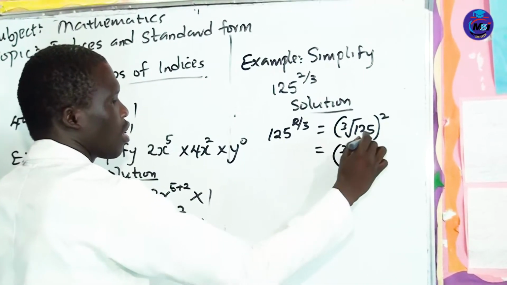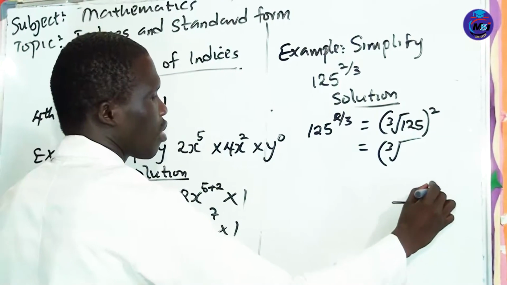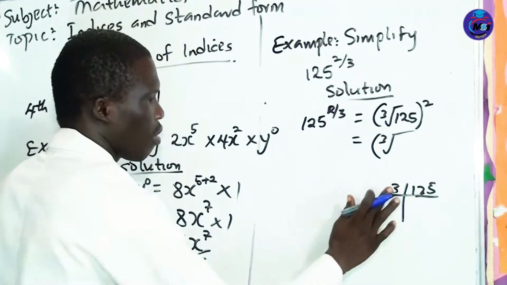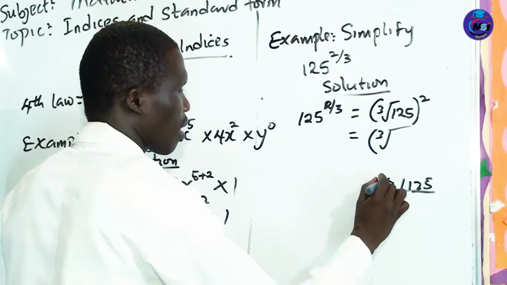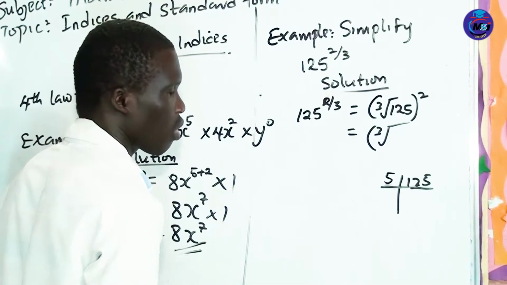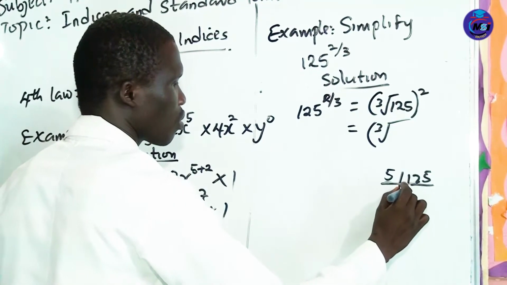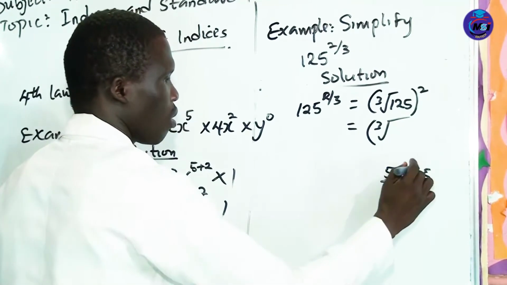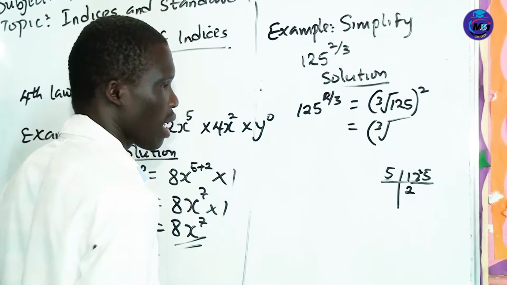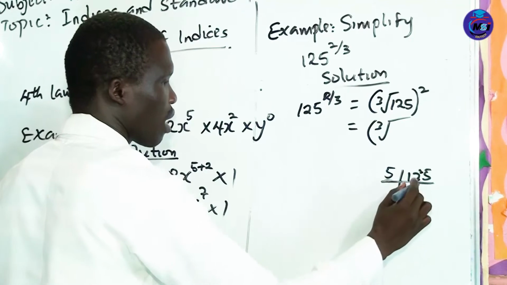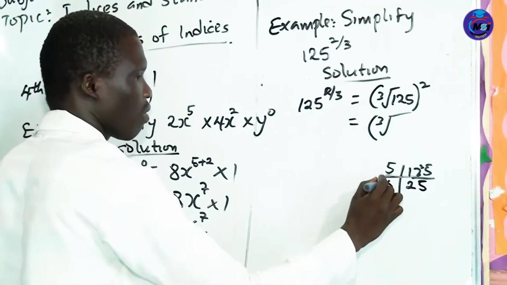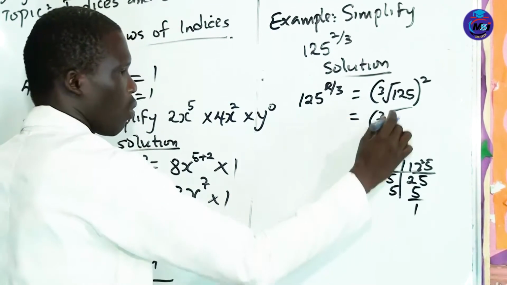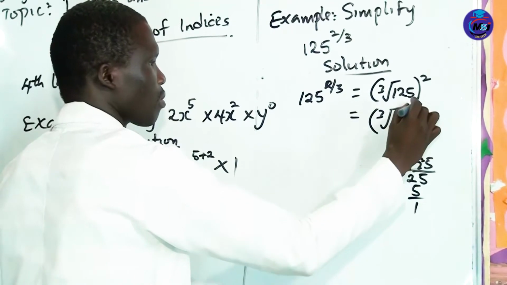Let's look at 125. Okay, 5. How many 5 can we get in 12? 5 in 12 will give us 2. Okay, remainder 2. That to put it here, we have 25. 5 in 25 will give us 5. So we are going to have 5 here. 5 in 25, 5. 5 in 5, 1. So we are going to have 5 raised to power 3 squared.